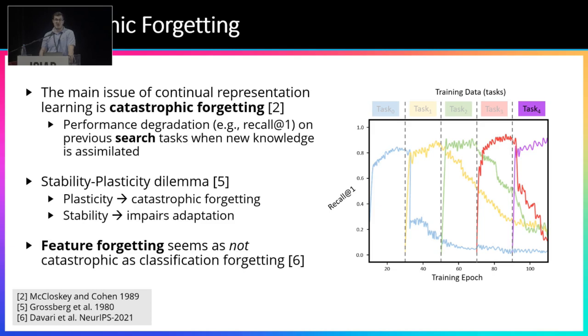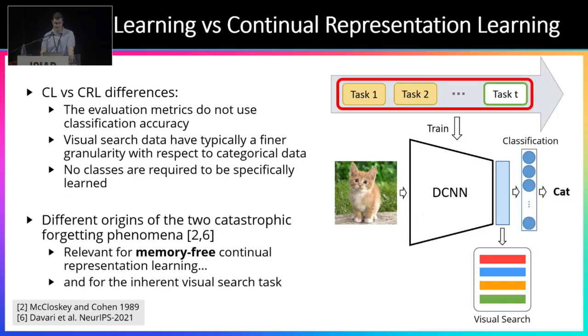Furthermore, there is recent work that provides empirical evidence that feature forgetting seems not as catastrophic as classification forgetting. That means that in visual search tasks, this can be very relevant because they are based on features. And we argue that this empirical evidence can be exploited in techniques which update models without using any old data, that is, in a memory-free setting.